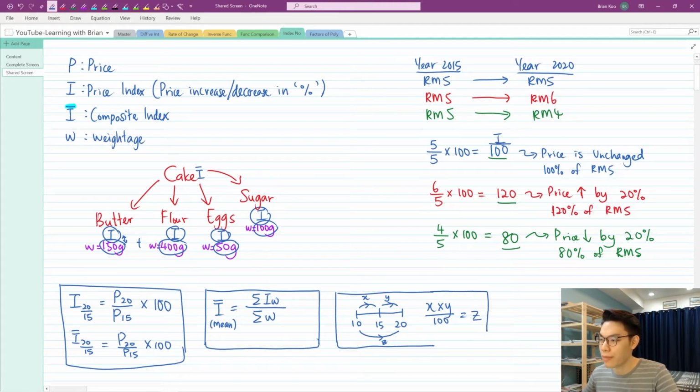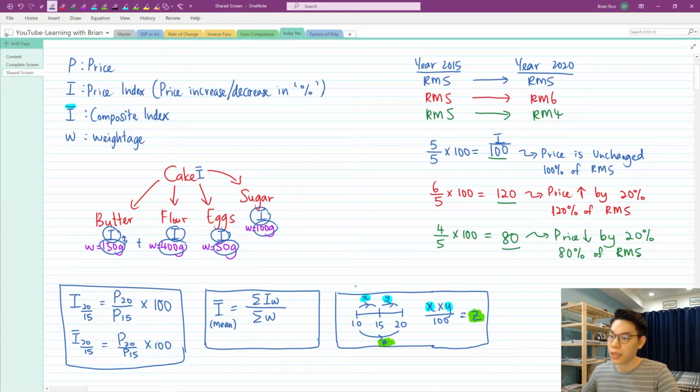So how do you remember this? The two shorter ones, the two smaller ones here, you times together and you divide by 100, and you will get a long one, which is the Z. This is how you remember. The two shorter ones, makes sense, right? Times together, divide by 100, you will get the long one, which is called Z.